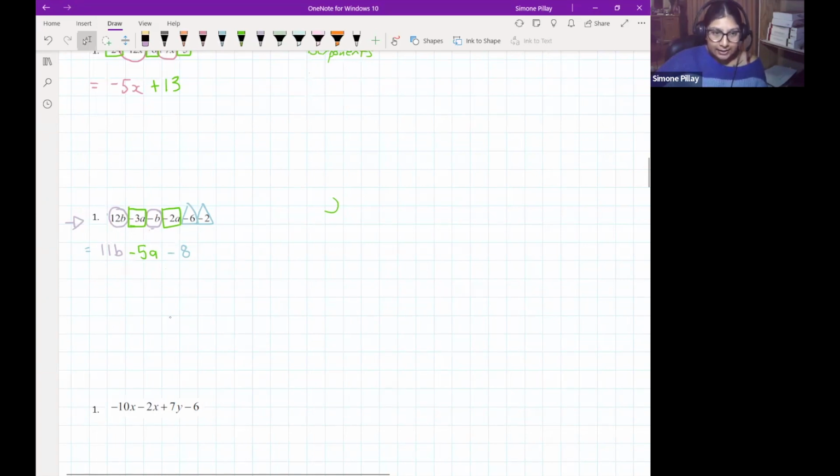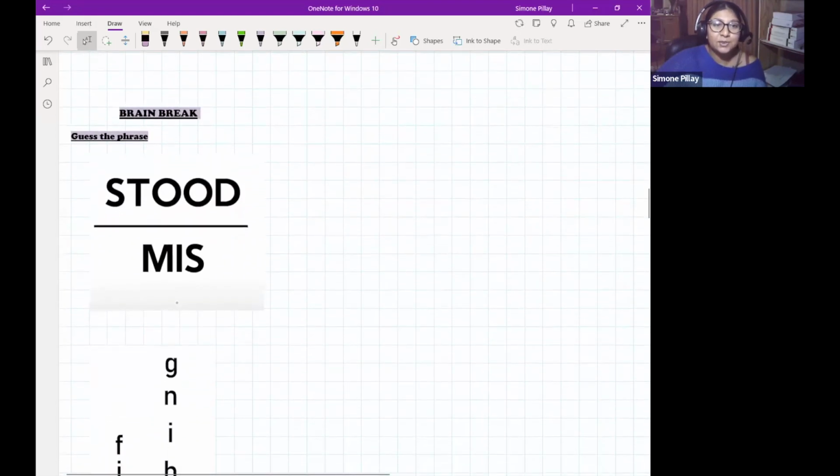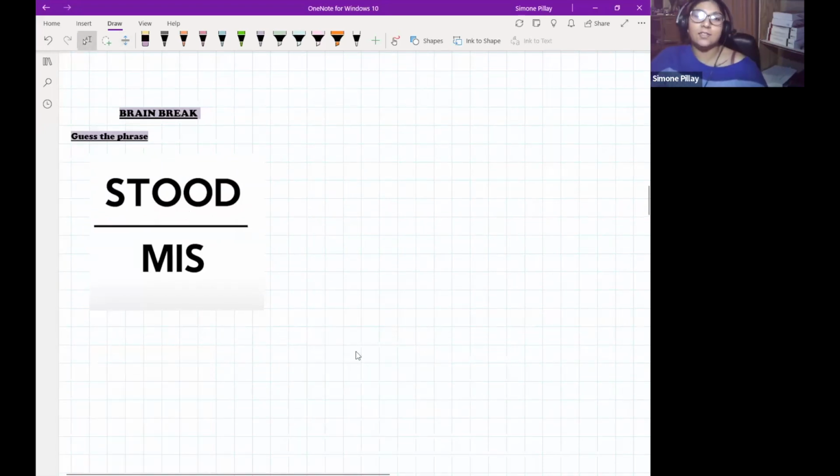Okay, and then that's that. I will skip this next one and we will go into our brain break. Oh, I forgot I did this as the brain break. I don't think this is going to take us very long. So you have to guess the phrase. You're looking at the picture and guessing what the phrase is.